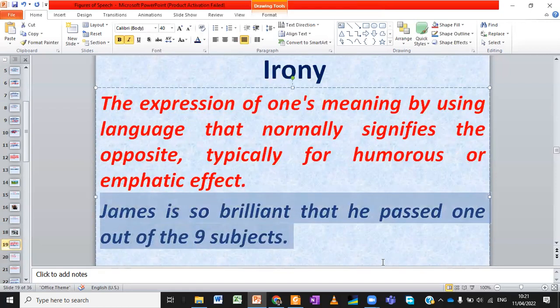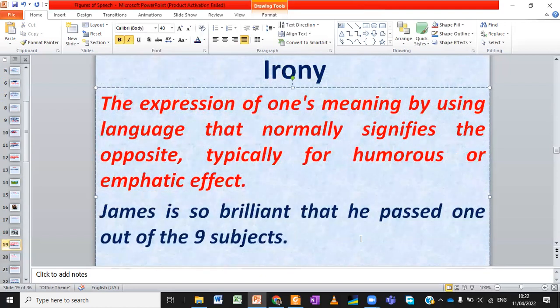Is this true? It's not true. Good, perfect. I think you got it. Like sarcasm. What you are thinking is not what you are saying. You are saying the exact opposite of what you are thinking. In your mind, you know that James is not brilliant at all. But what you're just saying is, well, he's so brilliant. He passed 1 out of the 9 subjects. Maybe not to make him feel bad, or you just want to mock him. So irony is saying exactly the opposite of what you're thinking.